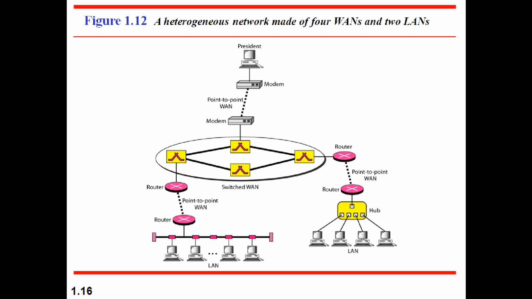Now we can go for seeing a heterogeneous network made up of 4 WANs and 2 LANs. Networks are categorized on the basis of their size. The 3 basic categories of computer networks are local area networks. A local area network is usually limited to a few kilometers of area. It may be privately owned and could be a network inside an office or one of the floors of a building, or a LAN could be a network consisting of the computers in an entire building.